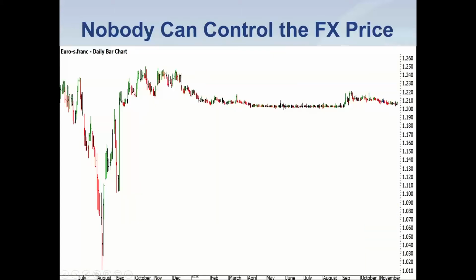Put your price forecasting techniques over that and see if you could have called that top. The next lesson I want to take you through is this idea that nobody can control the FX price.